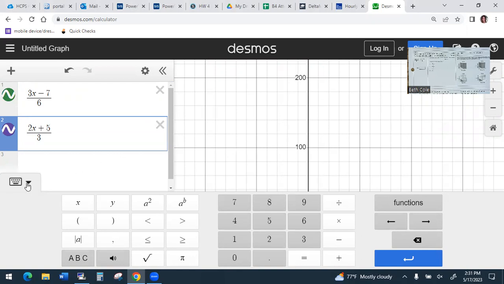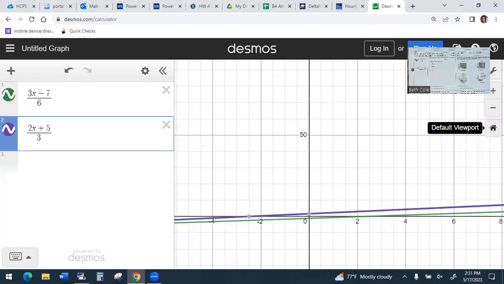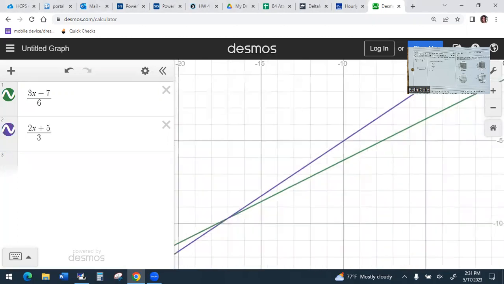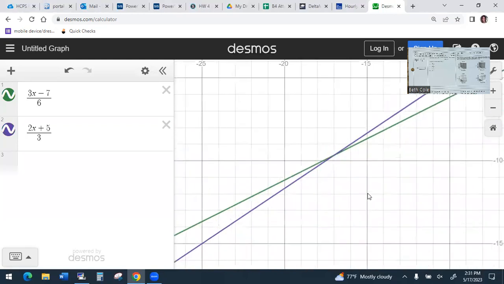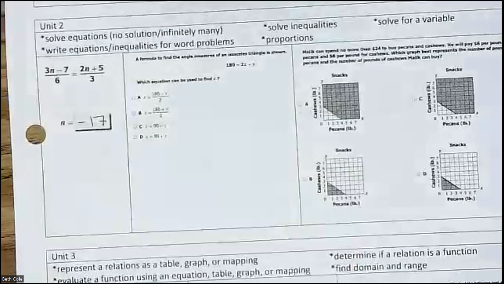Okay. Now I don't see the graph. So sometimes, oh, there it is. If you hit this little home button, it'll put the window back to normal. Did you ever know that? You hit the little home button, it'll put it back to normal. Anyway, do you see the intersection there? -17 is what goes in that box. Cool? Put it in the calculator. So -17 is our answer.